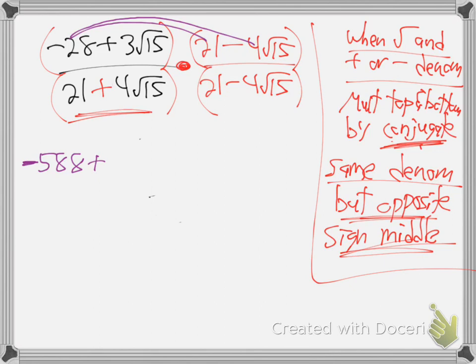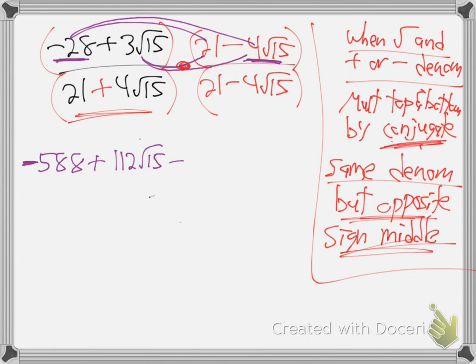4 times 28, what is that? 112. 112 root 15. See how the two negatives make, be real careful with your signs. I almost messed up already. Two negatives make positive there. I multiply negative 28 times negative 4 root 15. The two negatives make positive, and the 4 times 28 made the 112. Good so far? And then now this guy's going to go boom and boom.